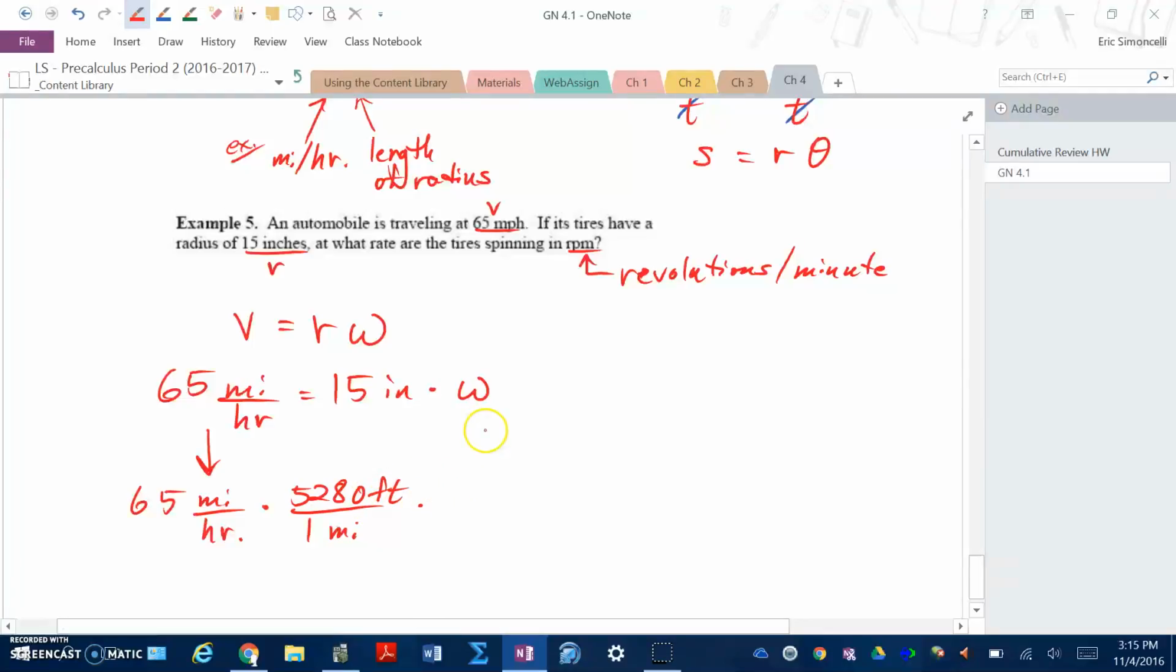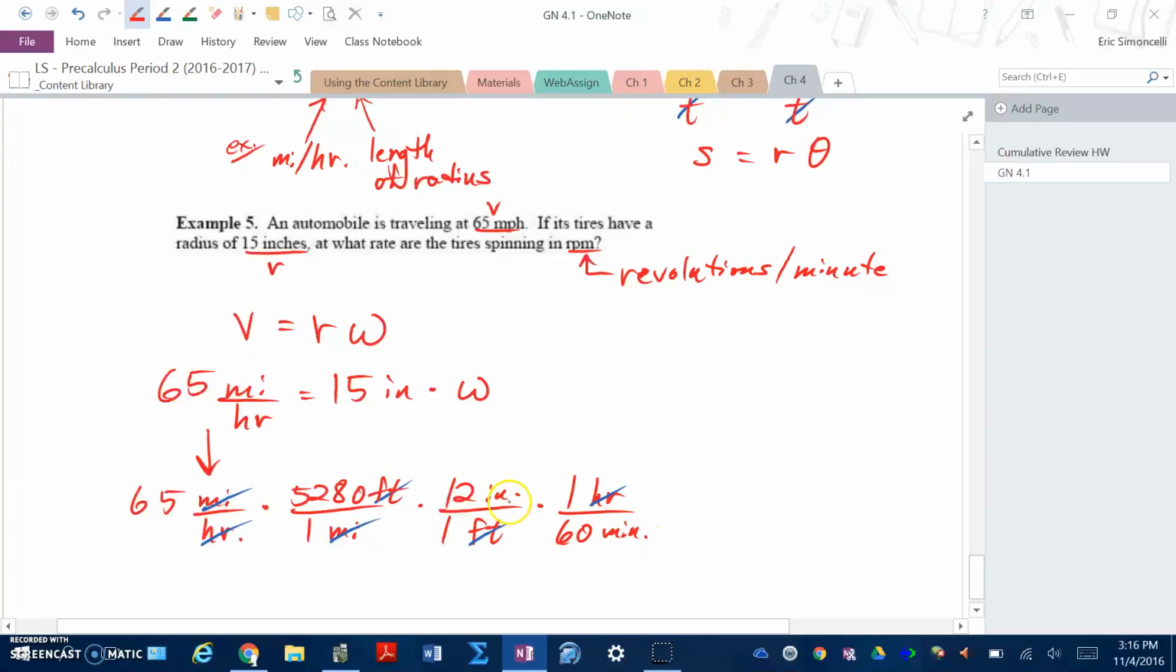Multiply that times, converting from feet to inches. We know that there is 1 foot per 12 inches, or 12 inches per 1 foot, however you look at it. And then lastly, our units for time, because we only have hours to start with, we want to go to minutes when it's all said and done. We know that 1 hour per 60 minutes. So as we'll see here, the miles will cancel, feet will cancel, as will the hours. So my units end up being inches per minute.